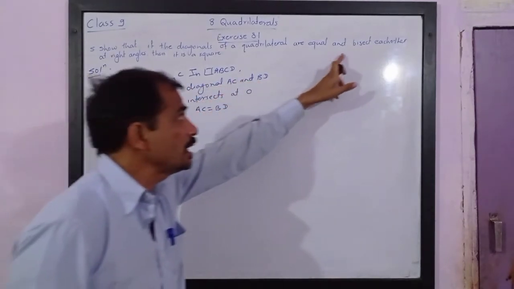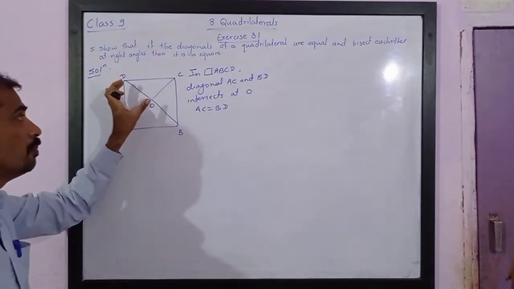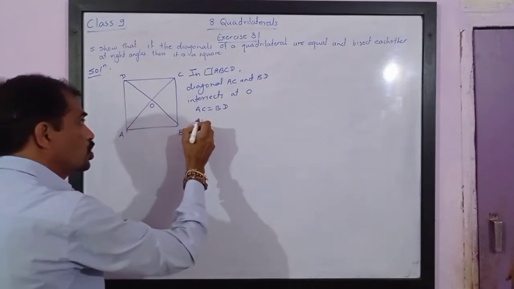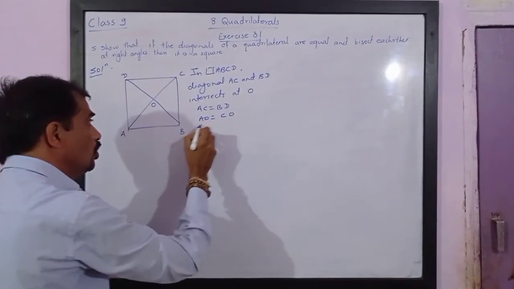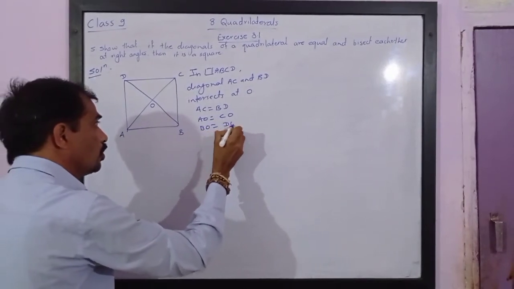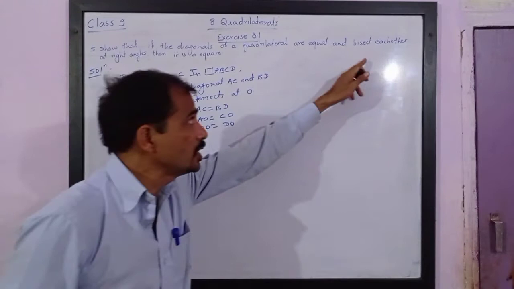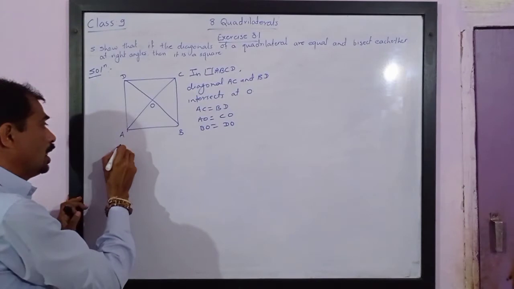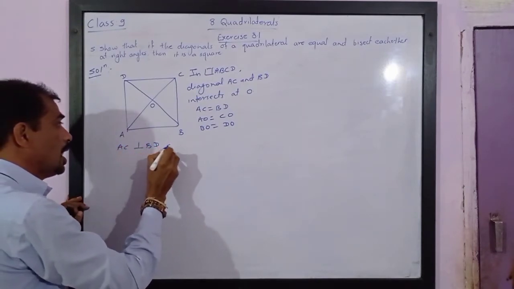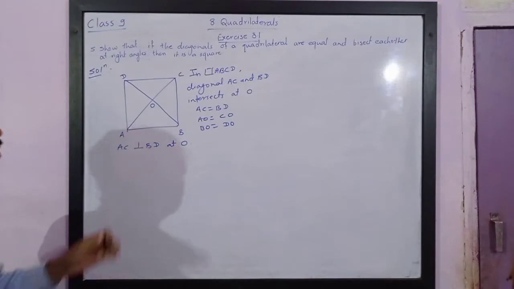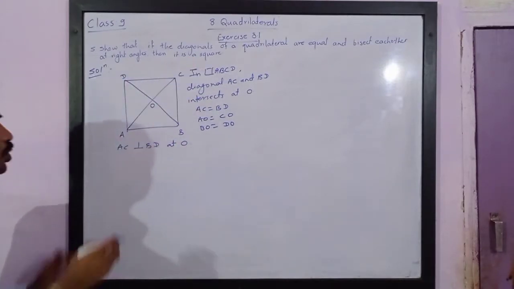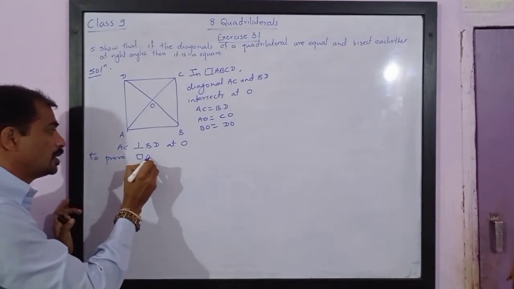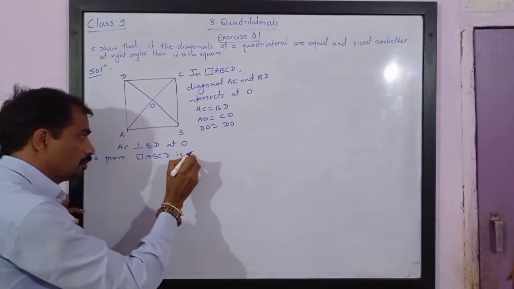Then they bisect each other. Bisect each other means make two equal parts of the other. That is AO equals CO and BO equals DO. That is they are bisecting. Bisect each other at right angles. It means AC is perpendicular to BD at O. This is given to us. We have to prove that quadrilateral ABCD is a square.